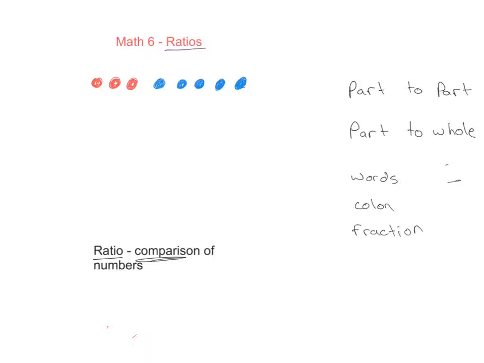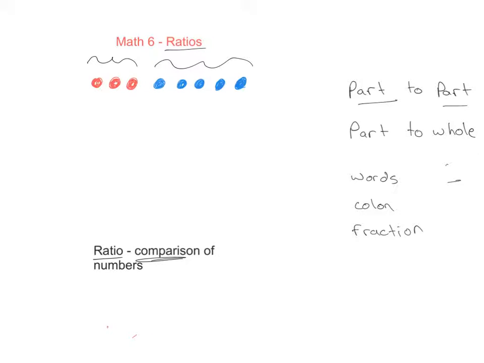So the very first thing I want you to look at here is we've got 8 dots across the top. 3 are red, 5 are blue. So we could compare how many red dots there are to blue dots. So in this case, I'm going to do a part-to-part comparison. So I'm going to compare the red, which is a part of the whole group, to the blue, which is also part of the whole group.